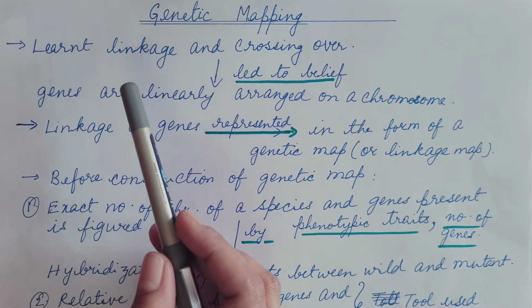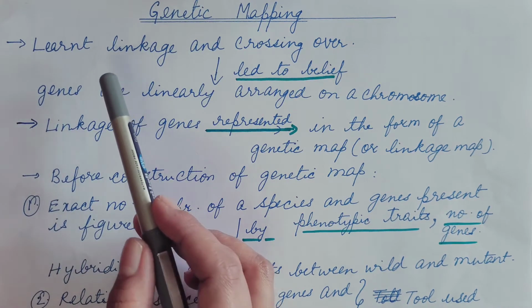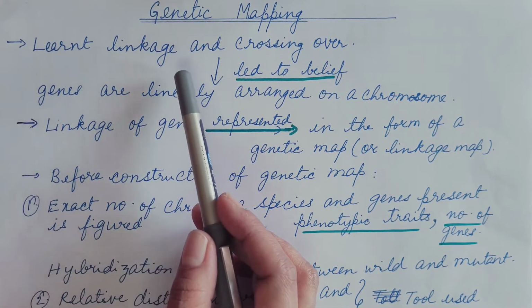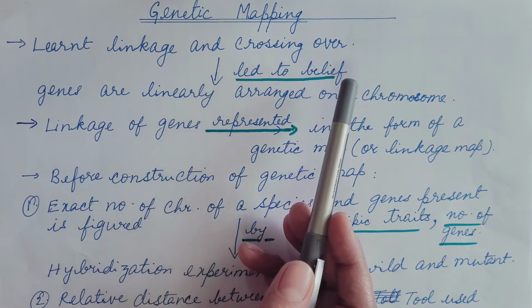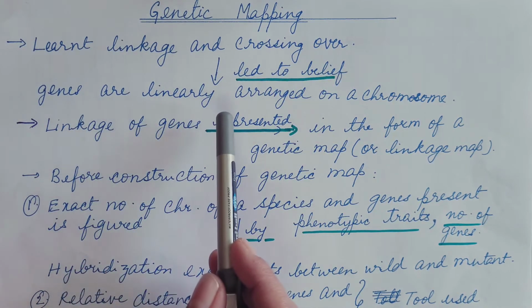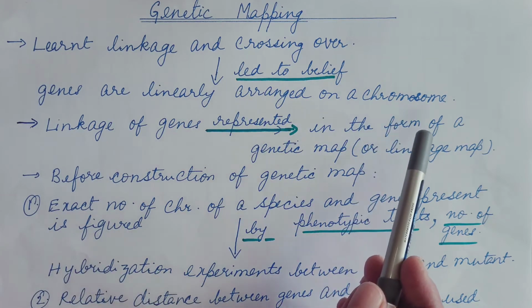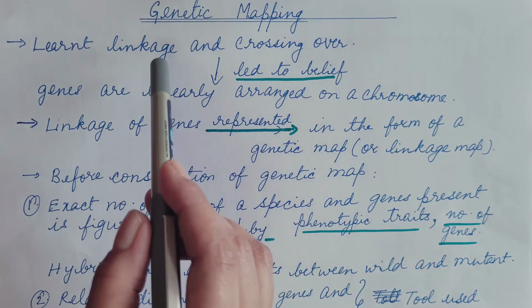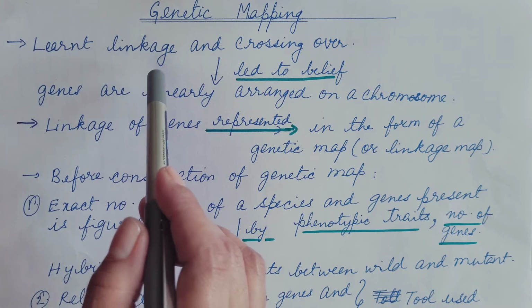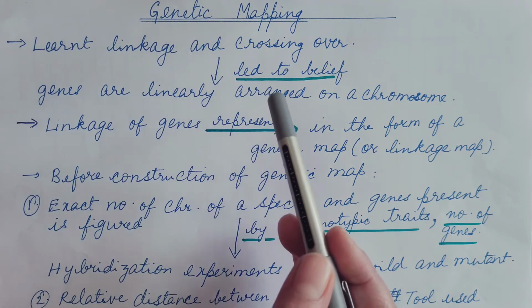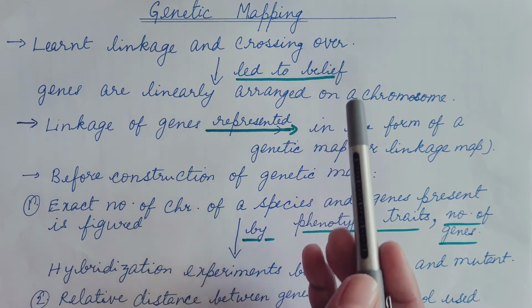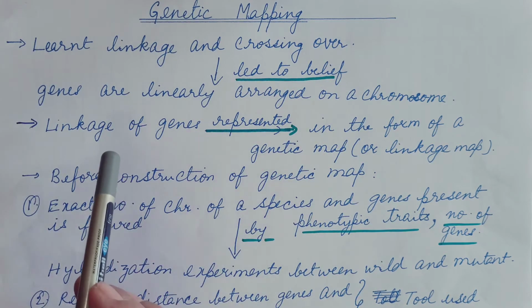Genetic mapping. Hello friends. In the previous video we discussed linkage and crossing over. This led to the belief that genes are linearly arranged on a chromosome. You can refer to my previous video, linkage and crossing over, to understand it better. The link is given in the description box.